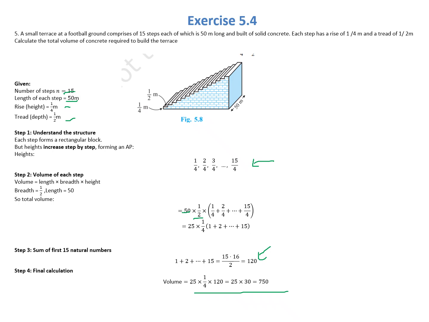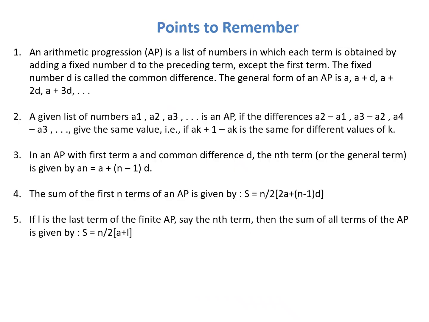So we come to the end of this chapter. Let's quickly recap what we have learned and what we have to remember. An AP is a list of numbers in which each term is obtained by adding a fixed d to the preceding term, and this is how we can form an arithmetic progression: a, a plus d, a plus 2d, etc.